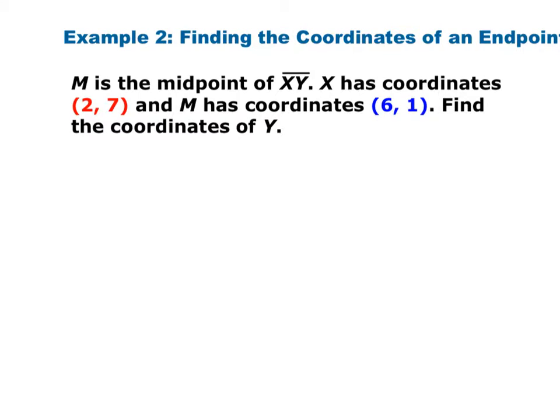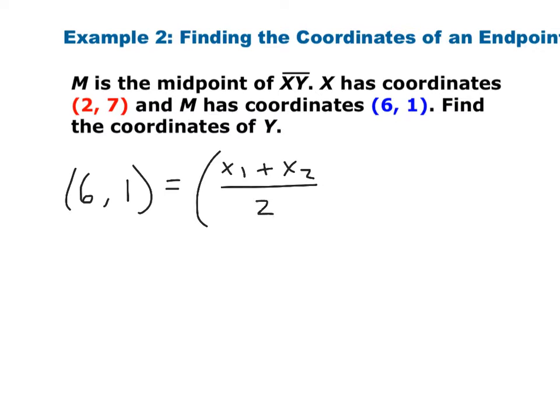So M is the midpoint of XY. X has coordinates of 2, 7. M has coordinates of 6, 1. So it gives us now the midpoint and one of the endpoints. So we have to find the other endpoint. So we know that the midpoint, which is 6, 1, is equal to x1 plus x2 over 2, comma, y1 plus y2 over 2.